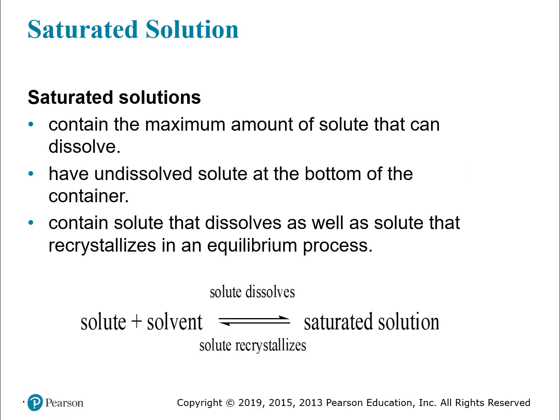Saturated solutions, however, contain the maximum amount of solute that can dissolve, and they have undissolved solute at the bottom. So you'll see some kind of solid on the bottom that represents the stuff that can't be dissolved. The solute that dissolves is crystallizing and then going back into solution, so it's kind of a back and forth type of thing. There's an equilibrium between the solute dissolving and the solute recrystallizing to become a solid.